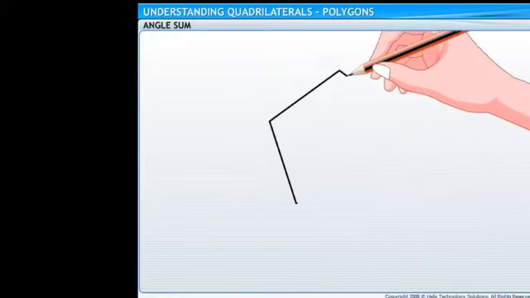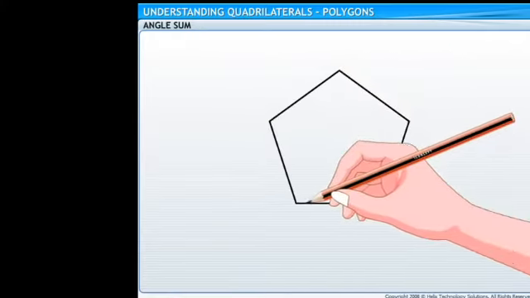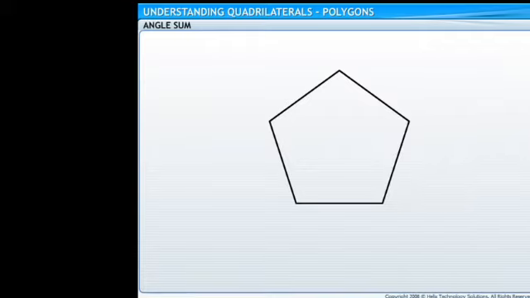Now we will learn about the sum of the interior angles of a polygon. When we say interior of a polygon, we are talking about the region that is bounded by its sides. Each interior angle of a polygon is the angle made by two consecutive sides. Here, we will find the sum of all interior angles of a polygon. This is called the angle sum.